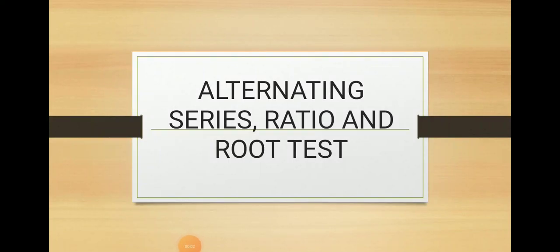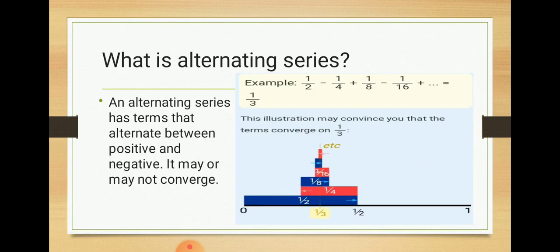My topic this morning is all about alternating series, the ratio test, and the root test. So what is an alternating series? An alternating series has terms that alternate between positive and negative. It may or may not converge.